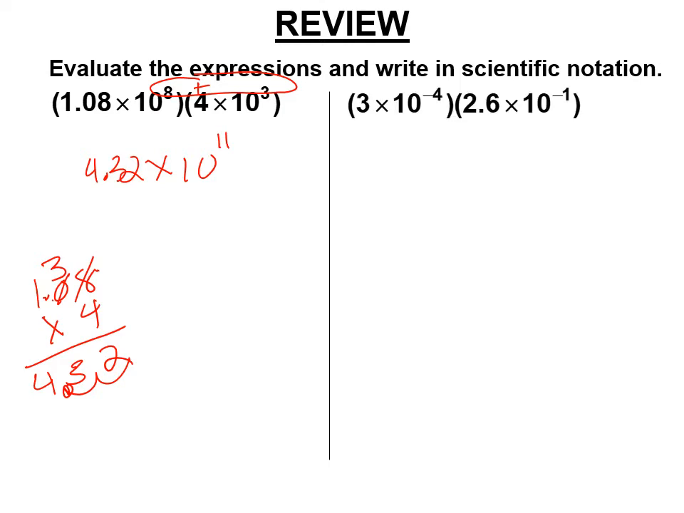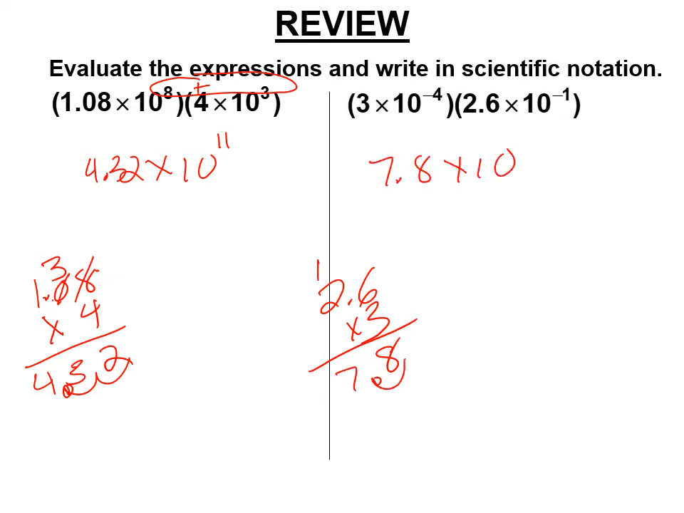With small numbers, same thing. You multiply the two numbers. Let's come down here and do that. 2.6 times 3. 3 times 6 is 18. 3 times 2 plus 1 is 7. We get 7.8 times 10. We add the exponents. -1 plus -4 is -5.